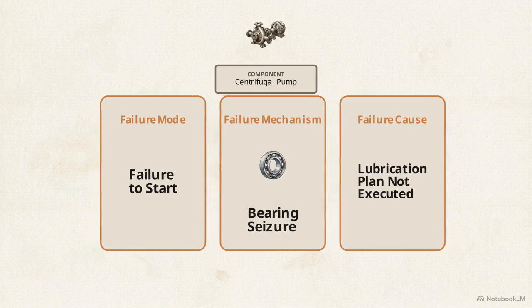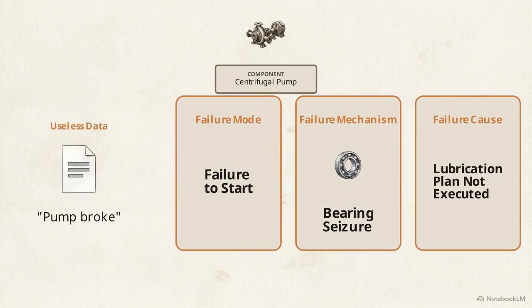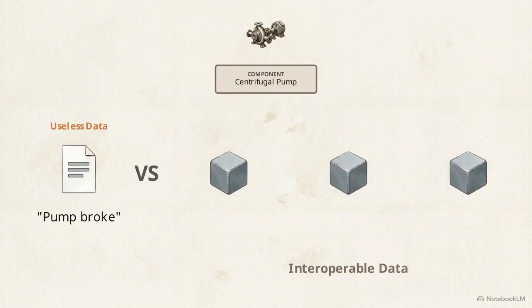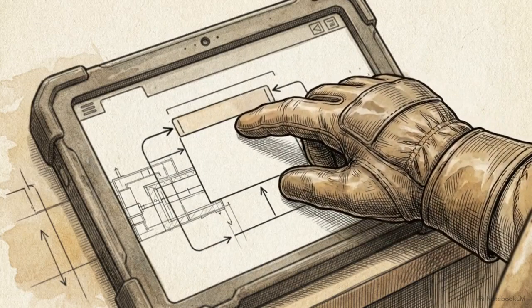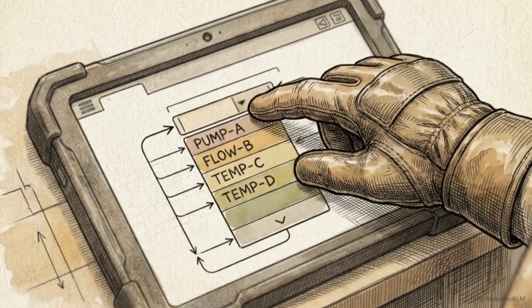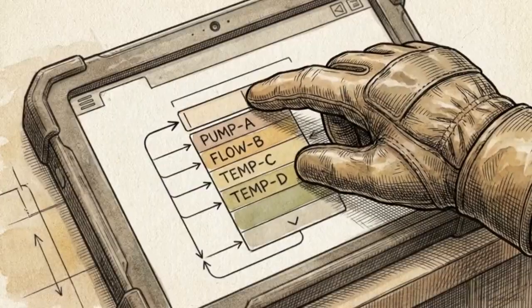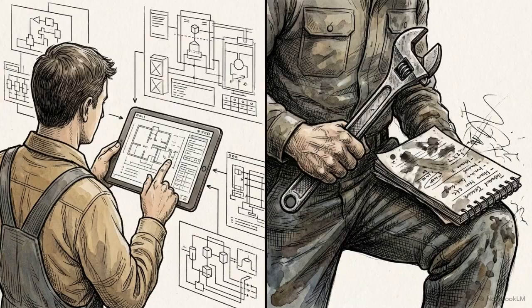Compare a useless free text entry like pump broke against that exact same event structured into the rigid mode, mechanism, and cause triplet. Enforcing triplet coding at the software level acts as the only structural defense against the garbage in, garbage out cycle. Rigid data structures fail if the human workflows capturing that data remain inconsistent.